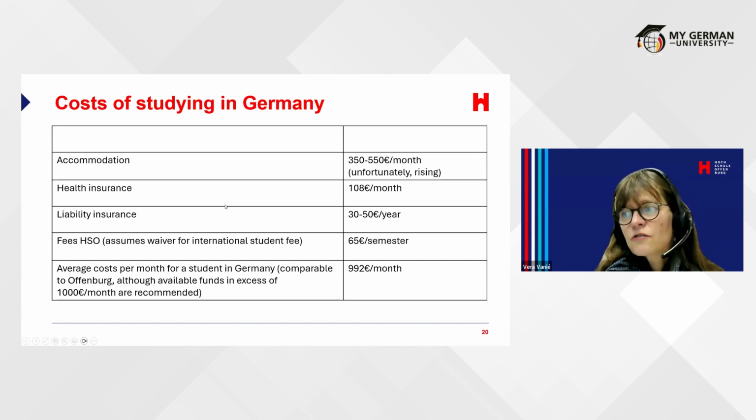How much will it cost to come to us? So the accommodation at the moment is about 350 to 550 euro per month. Health insurance, 108 euro per month. Liability insurance, you have to pay fees for the university. And well, this means that you have to calculate around 992 euros, so 1,000 euro per month.